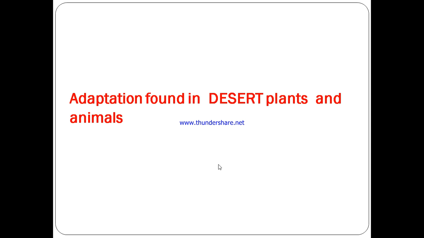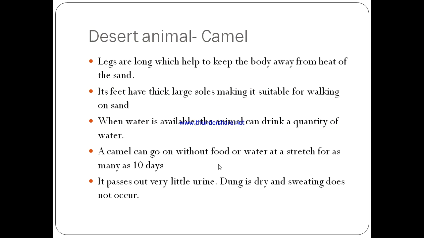Adaptation found in desert plants and animals. Camel is a desert animal. Let us have a look at what are the adaptive features of camel to live in desert. Legs are long, which help to keep the body away from the heat of the sand. Its feet have thick, large soles, making it suitable for walking on sand.